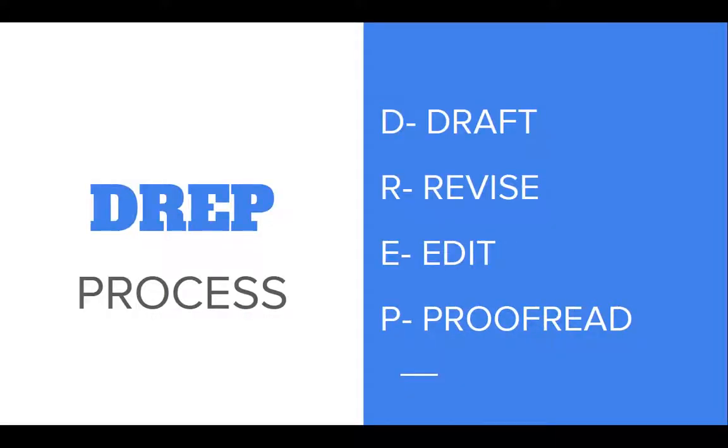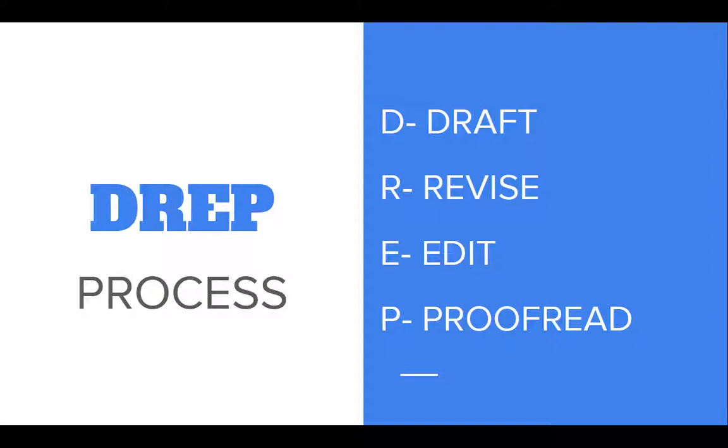As you've seen, one of my course objectives is to write an effective email using the DREP process. Yes, the DREP process is something which helps you to write a mail more effectively. So first let us break down what DREP is. It is draft, revise, edit, and proofread. So this is the DREP process. It's first draft, then revise, then edit, and finally the proofread part.